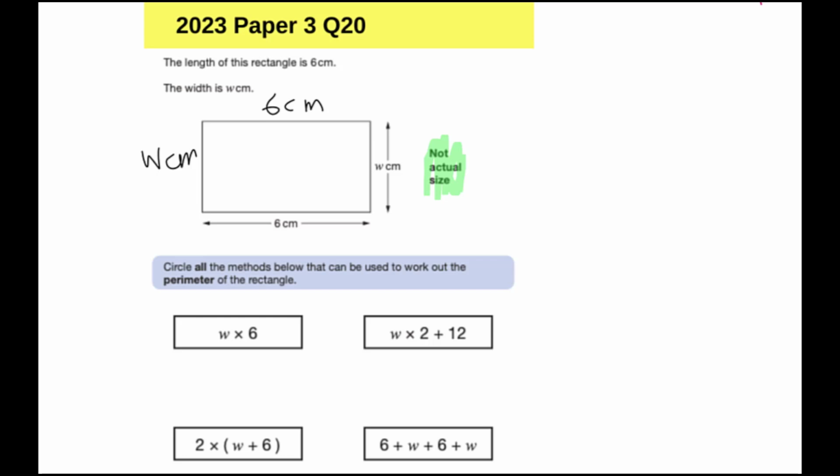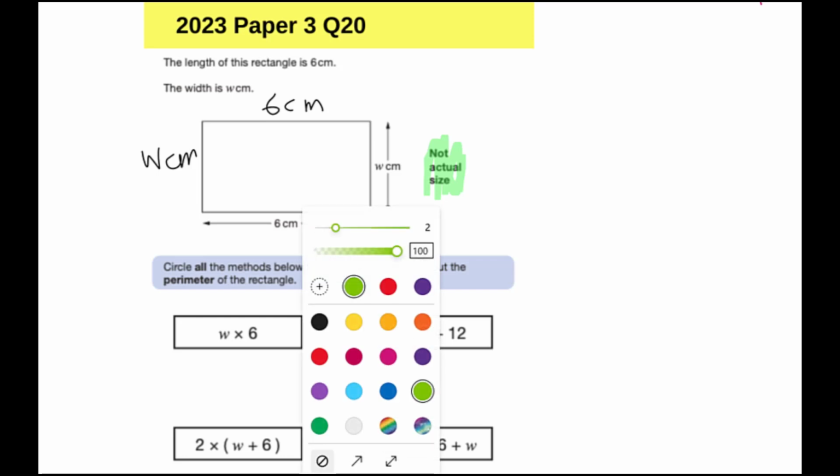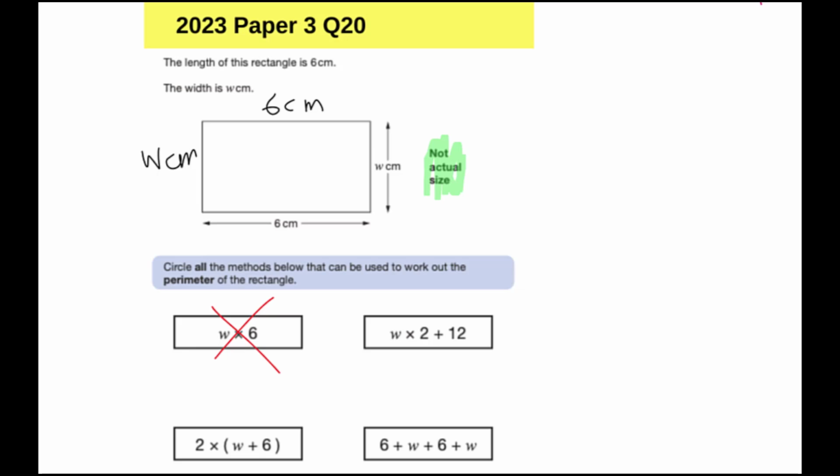Okay, so we could do a process of elimination. So W times 6, no, we're not going to have anything that involves multiplying, because that would be area. W times 2 plus 12. Well, W times 2 we do have, because we have a W and a W. And then plus 12, we do have plus 12 because we've got a 6 and a 6 that we need to add. So we do need to add 2 W's and then the 2 6's. So W times 2 plus 12 does work.